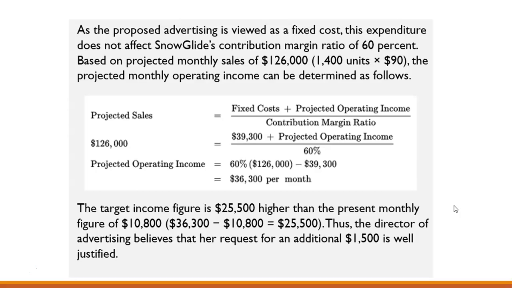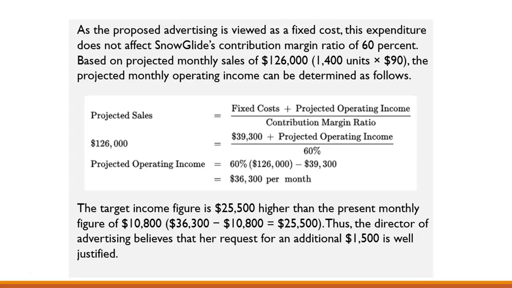Using our current contribution margin ratio of 60%, which doesn't change because we're just going to be increasing our fixed costs. So if we look at our new fixed costs of adding the $1,500 a month, we find that we get a target income of $25,500, higher than our present monthly figure of $10,800. Therefore, the director of advertising believes that her request for an additional $1,500 is well justified.